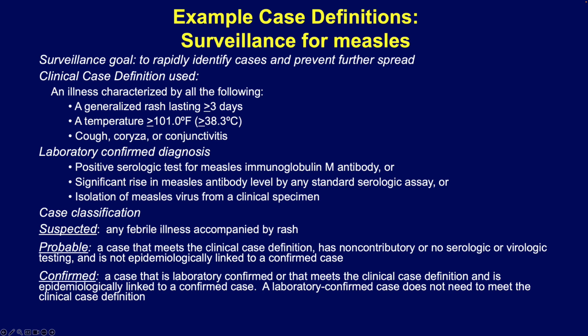Our last example case definition is one that was used in surveillance for measles. The surveillance goal here is to rapidly identify cases to prevent further spread. So it's informing a public health action. There's a clinical component, a laboratory component, and as we've discussed before, a classification system of suspected, probable, and confirmed.